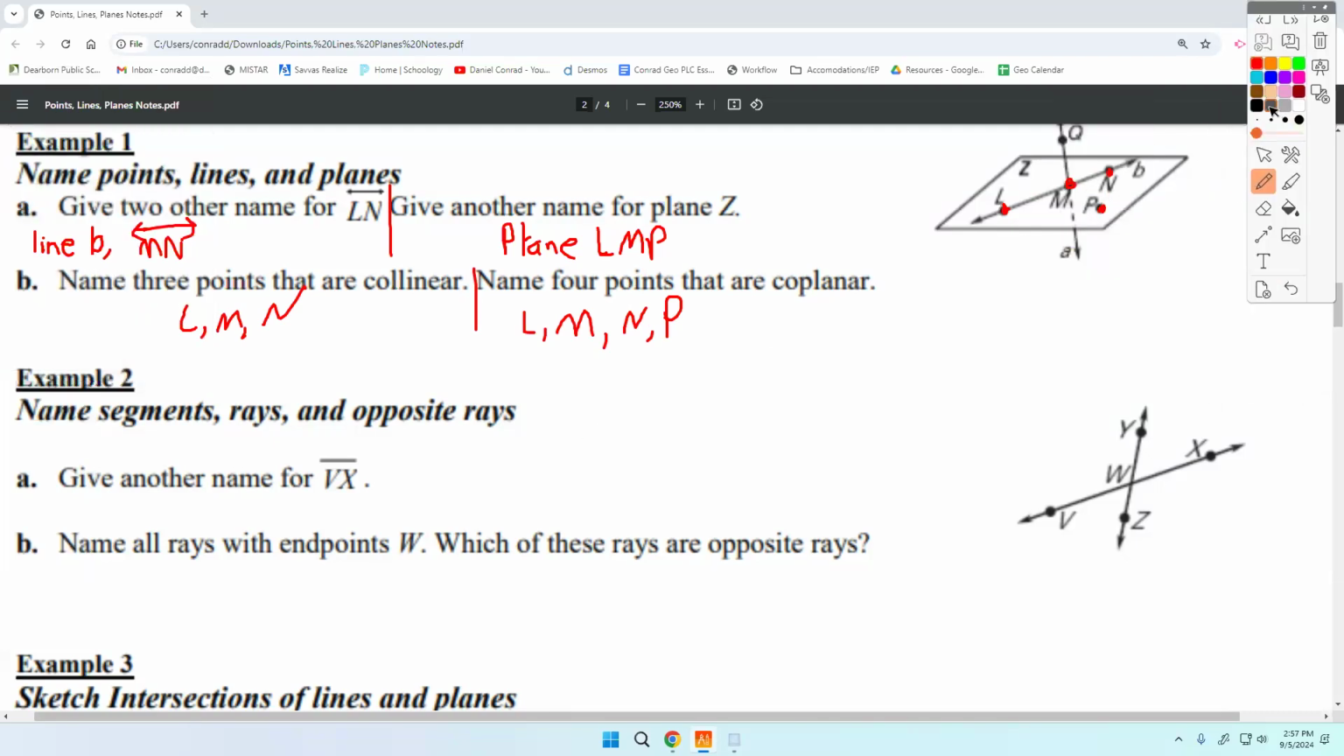On the next diagram, when 2 lines intersect, they sometimes don't put the dot there showing what that point is. But in this case, it's W. So another name for segment VX, that's this segment right here, the only other name I could give for that would be XV. Segment VX and segment XV are the same. Whether you're going from X to V or V to X, it's the same segment.